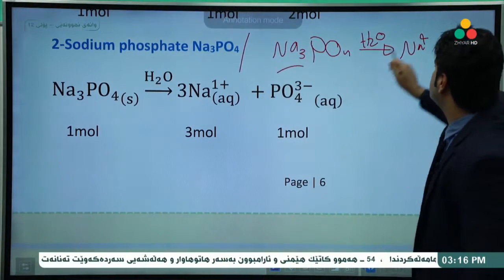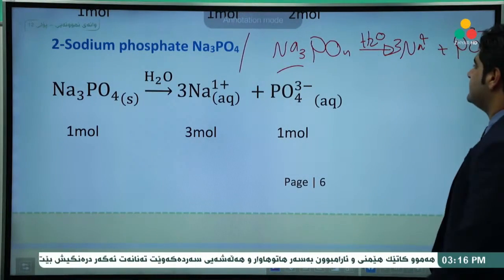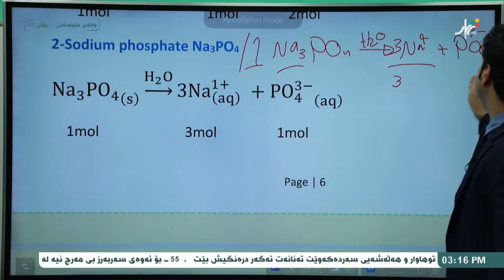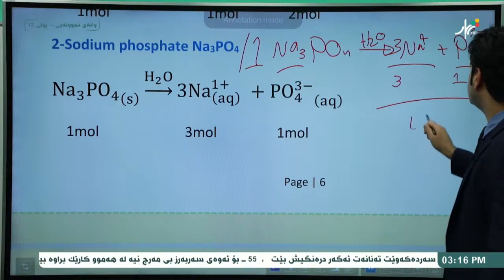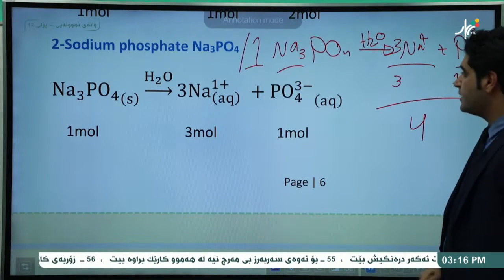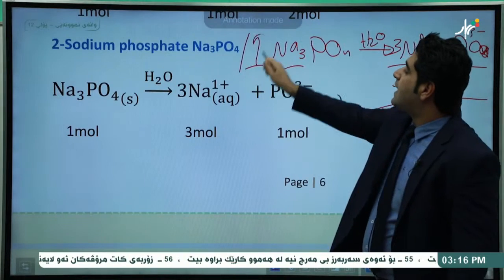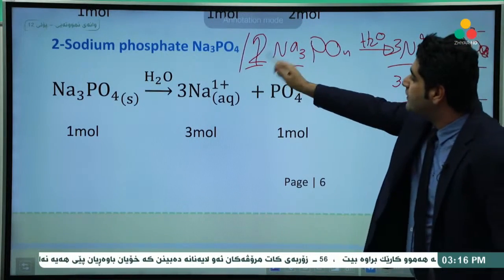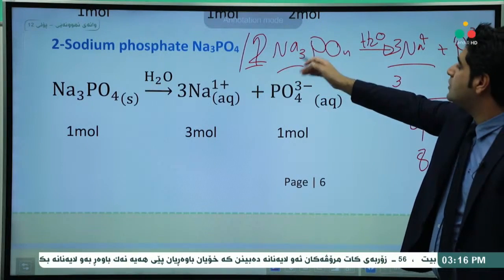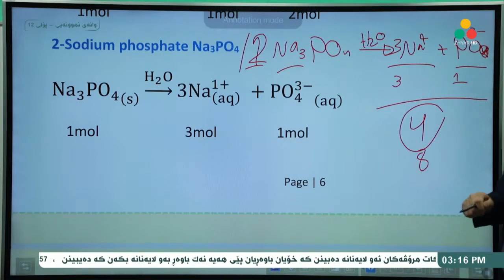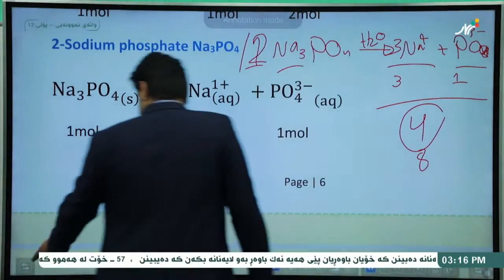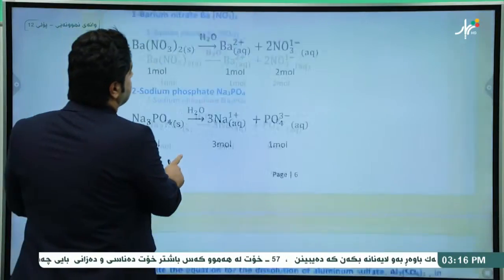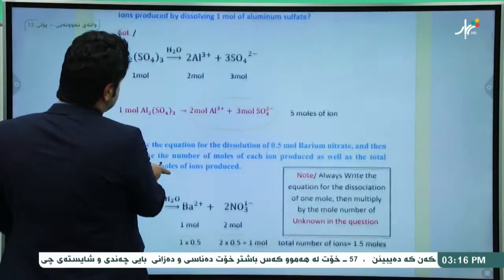We have 3 sodium atoms, so we should write 3 in here. For 1 mole sodium phosphate, we get 3 moles in here and 1 mole in here. The overall will be 4, 3 plus 1. What will happen if we increase to 2 moles? So we should get 8 moles. What will happen if we dissolve 3 moles of sodium phosphate, multiply 4 by 3? It will be 12 moles. That's the dissociation reaction and calculating the moles of the ions.